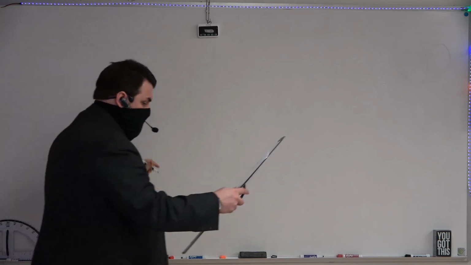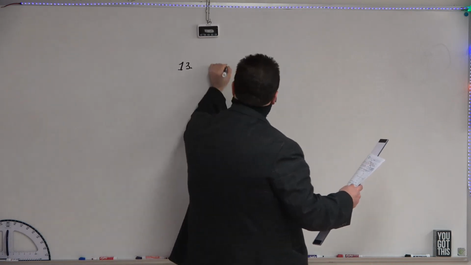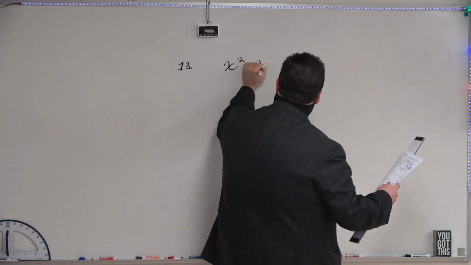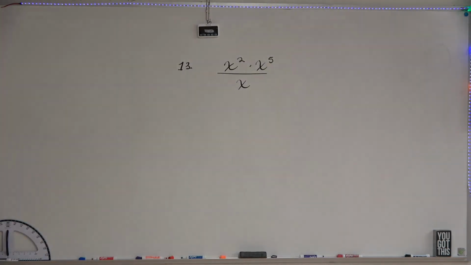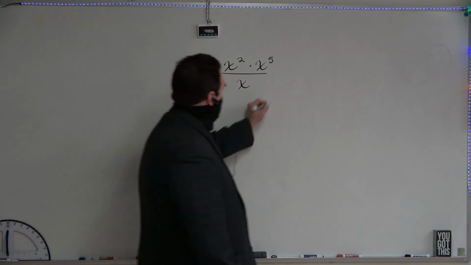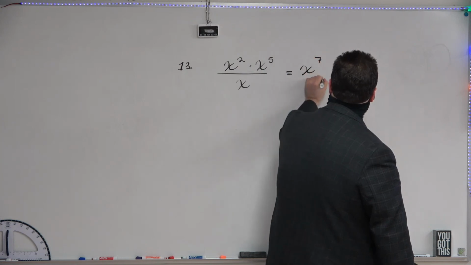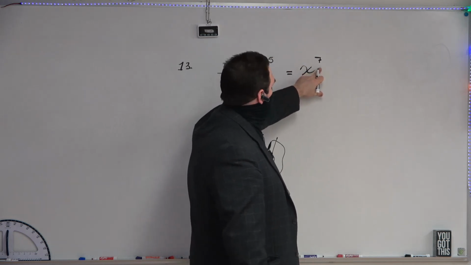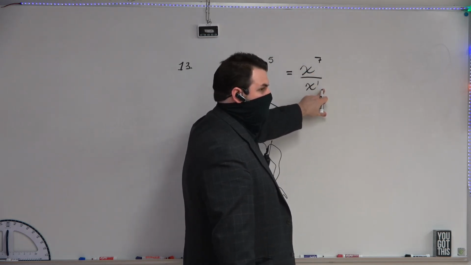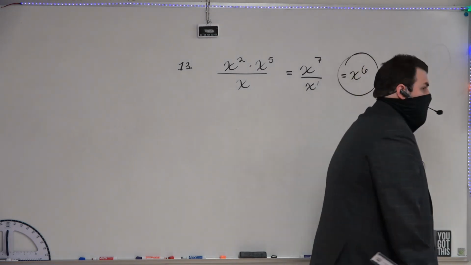Hang on just a second. I know the bell's about to ring. This one's important. Let's do number 13. Simplify x squared times x to the 5th over x. Okay? Hang on, it will only take less than 10 seconds. You add them, and so it's x to the 7th over x to the 1st. And then you subtract 7 minus 1, and you get x to the 6th. Great job.